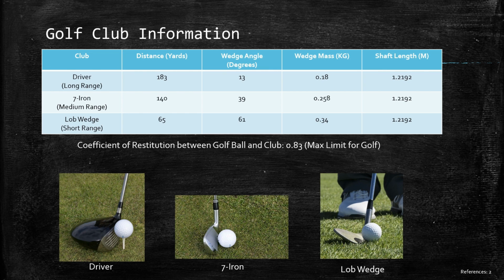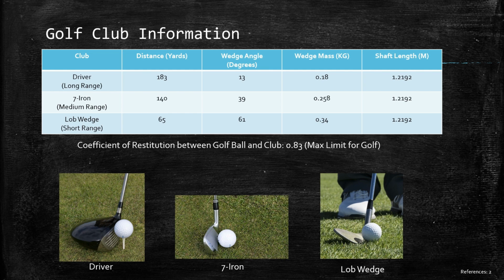Our lob wedge is meant for short range, and its average distance is 65 yards, and the angle at which the golf ball gets launched at is 61 degrees, and the mass of the wedge is 0.34 kilograms. The shaft length for all three is the same, which is 1.2192 meters.